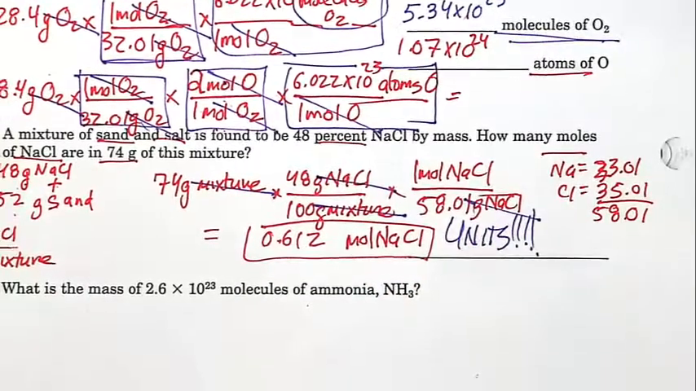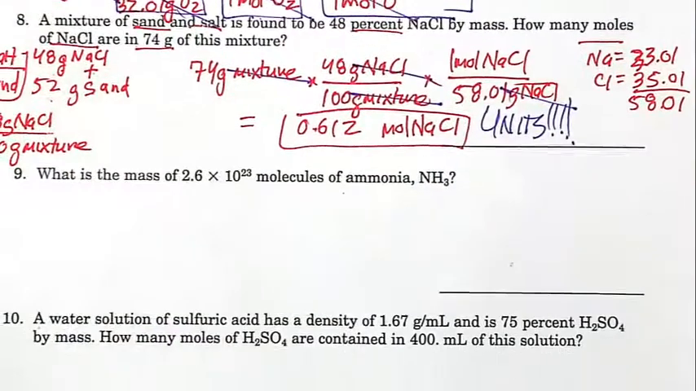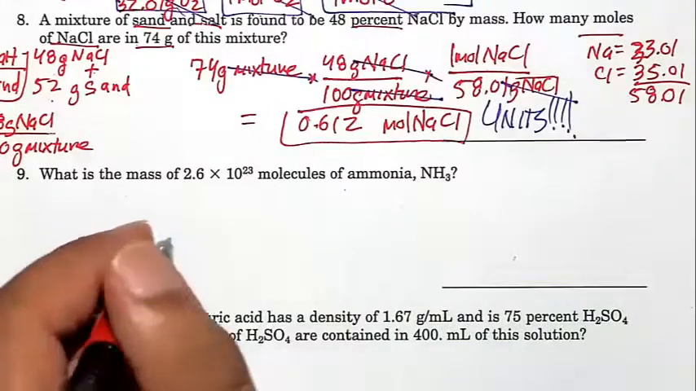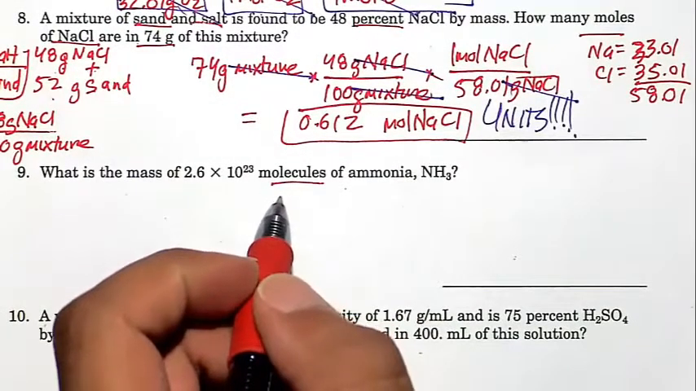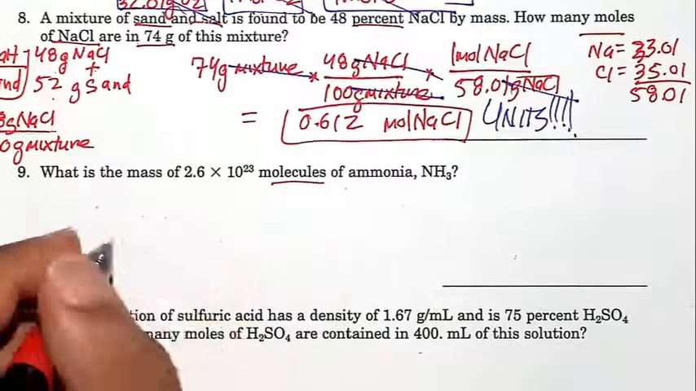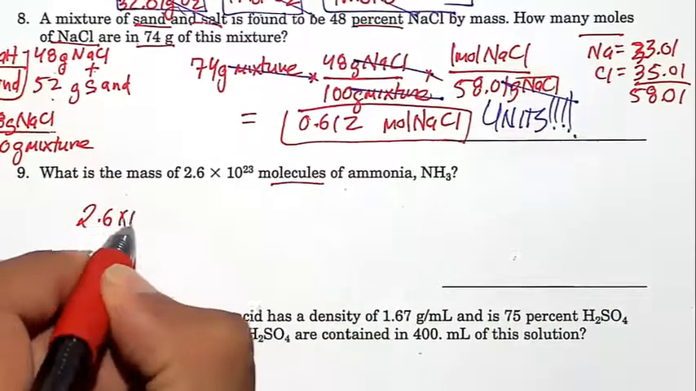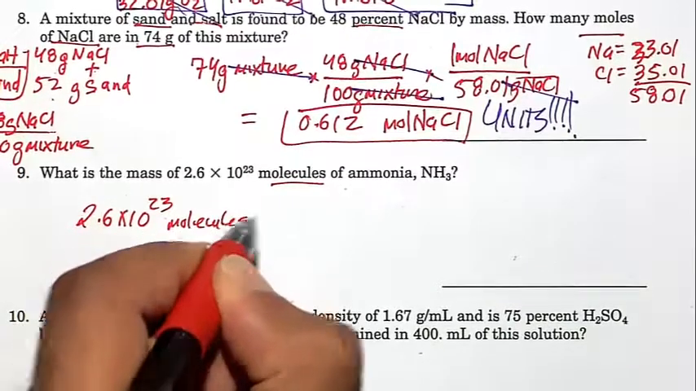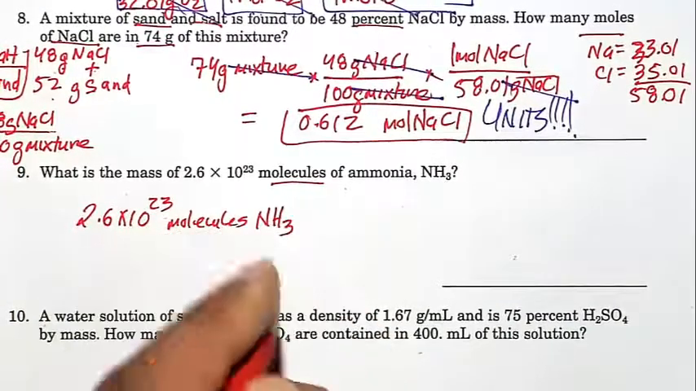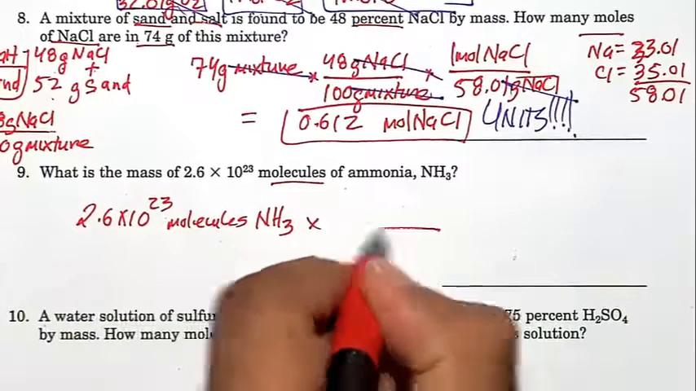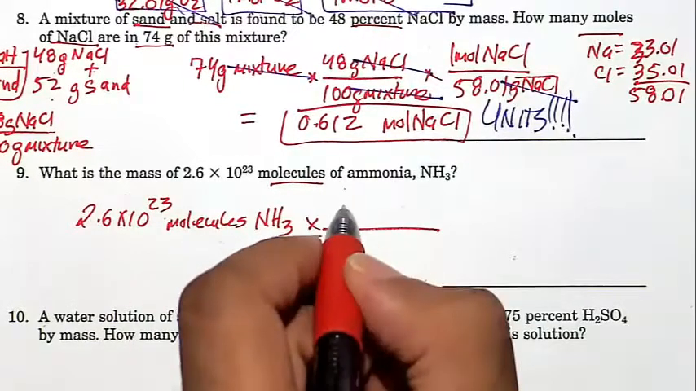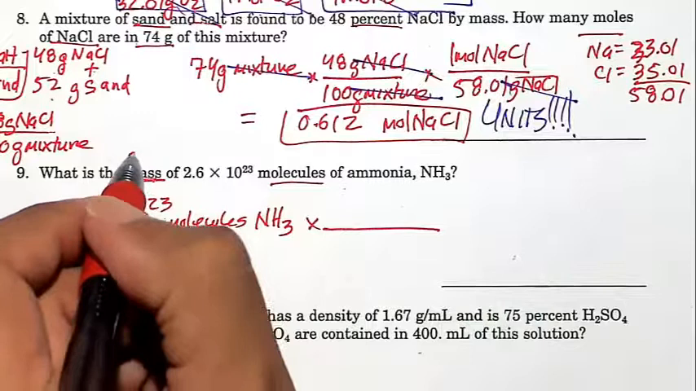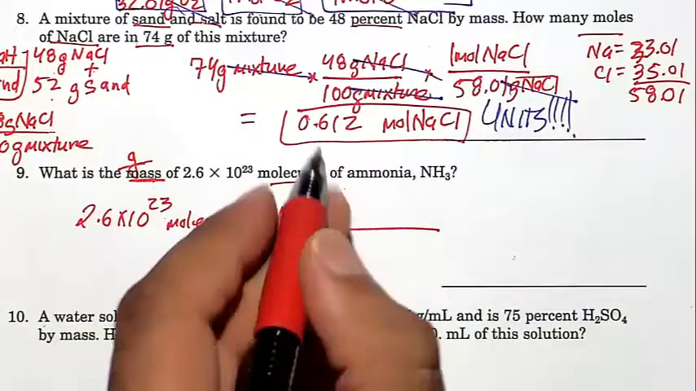Units, units, units. Mass of 2.6 times 10 to the 23 molecules of ammonia. What conversion factor will you use? Avogadro's number all the way. 2.6 times 10 to the 23 molecules of ammonia. This is kind of like your Pine-Sol ammonia. It has that Pine-Sol smell. And it's asking for the mass. So mass, I will assume, is in grams.